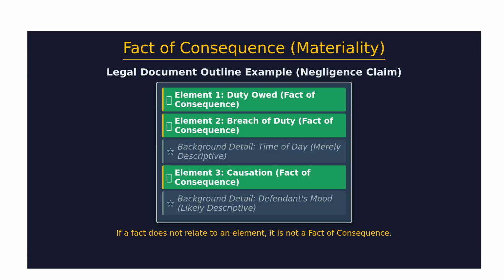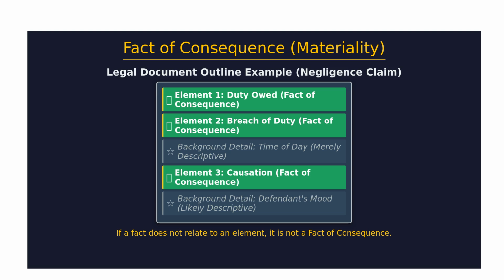We establish that evidence must not only have a logical tendency but must also relate to a fact of consequence. This second requirement is often referred to as materiality. A fact is of consequence if it has any tendency to make the existence of any fact that determines the action more or less probable. What does this mean in practice? It means the fact must relate directly to an element of the claim or defense.